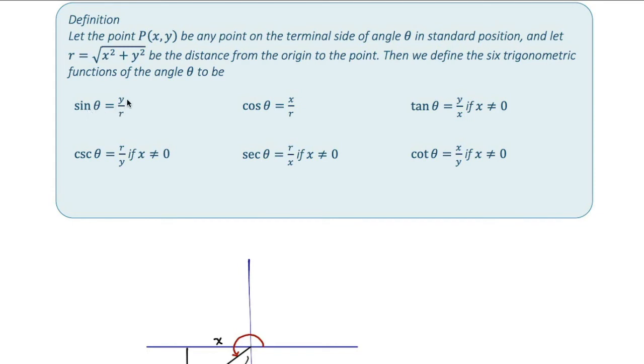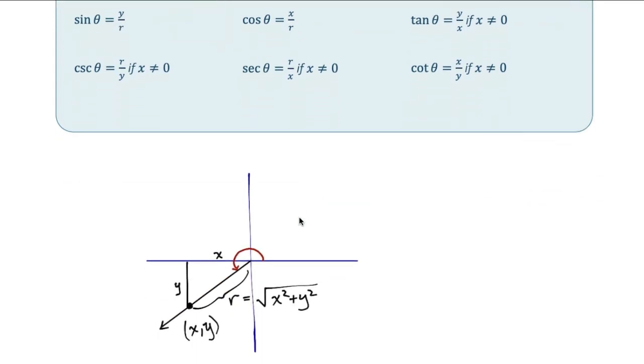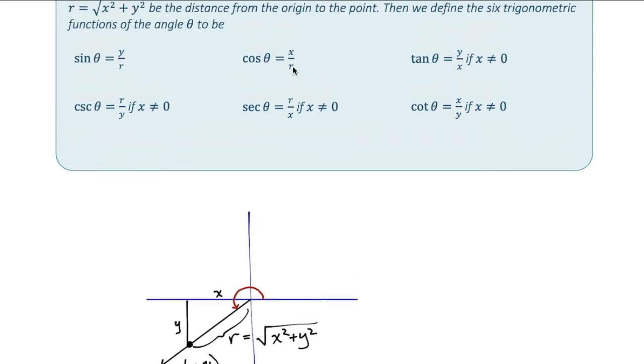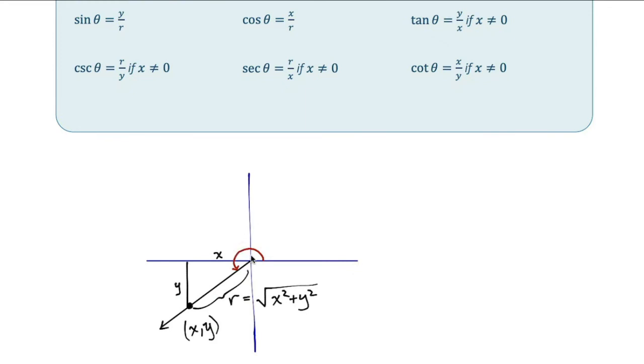Sine is y over r, or if you look at this, we see opposite over hypotenuse. And cosine of theta is x over r. In this picture, we see x adjacent over hypotenuse. We can continue in that manner with each of our functions. Tangent is opposite over adjacent, or y over x, and so on.